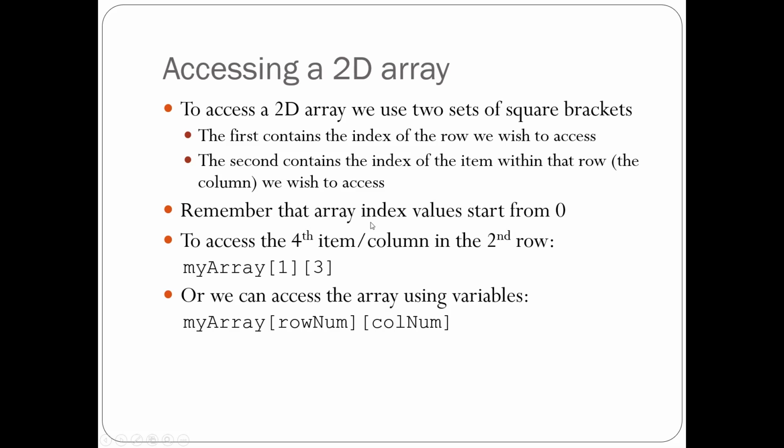Remembering that array indexes always start from 0, if you wanted to access, for example, the 4th item in the second row, it would be 1,3, because you would have 0 as the first row, 1 would be the second row, and the fourth item will be 0, 1, 2, 3. Okay? All you've got to remember is the first one would always be the row or the floor. The second one will always be the column.